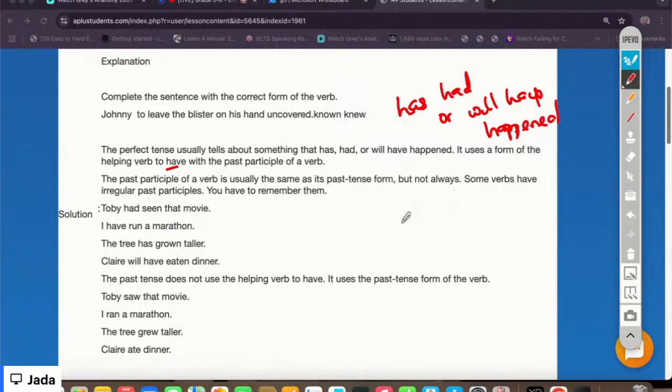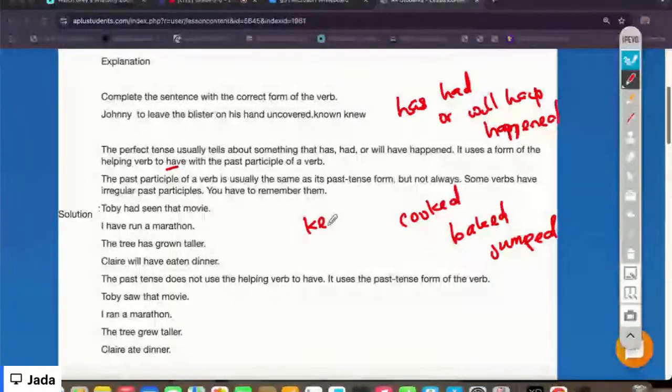So we have verbs that end with ed, like this, the past form, and then we have the verbs that do not end with ed, they're irregular. So you have to be the one to remember the past tense form of these verbs. Toby had seen that movie. I have run a marathon. The tree has grown taller. Claire will have eaten dinner.